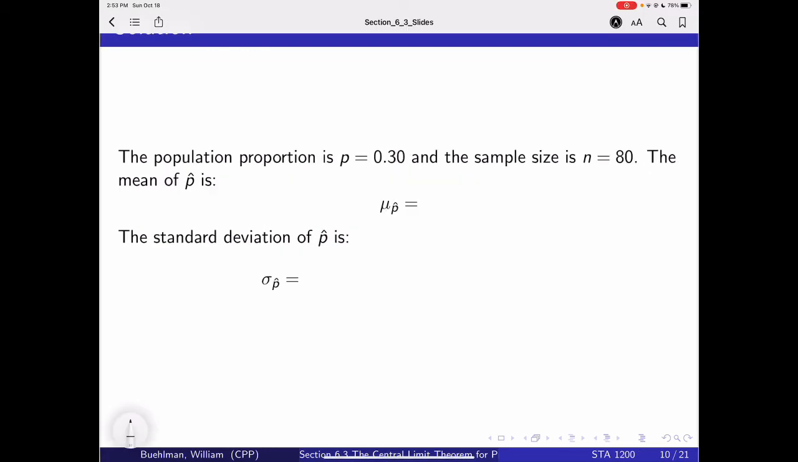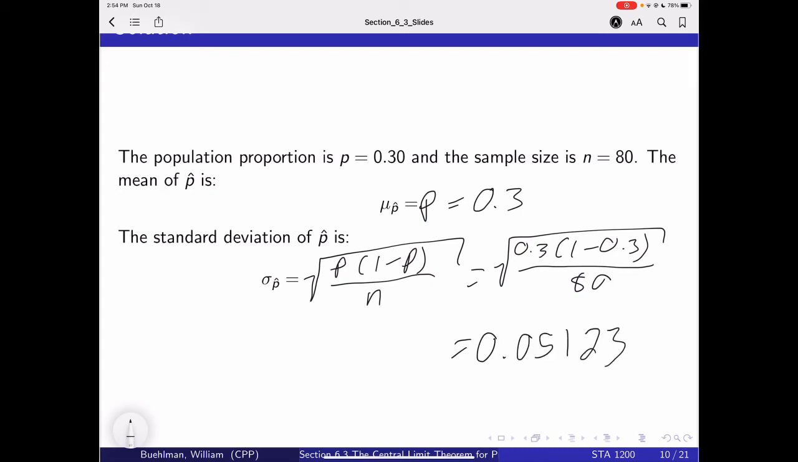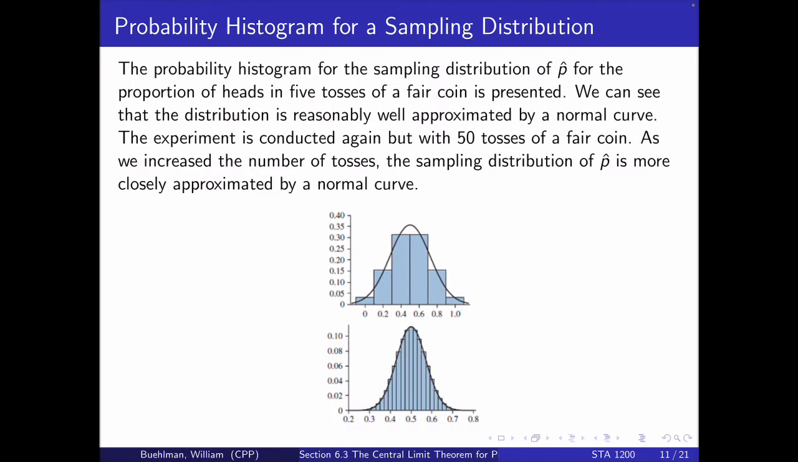The population proportion was given to us as P, which was equal to 0.30, and the sample size n of 80. The mean of p hat, remember mu of p hat, was just equal to P, which is equal to 0.3. The standard deviation of p hat, sigma of p hat, remember, was equal to the square root of P times 1 minus P over n, which is equal to the square root of 0.3 times 1 minus 0.3 over 80, which is equal to 0.05123.